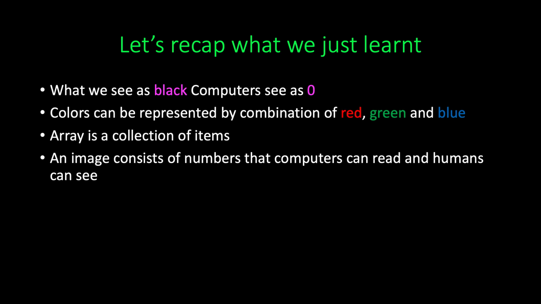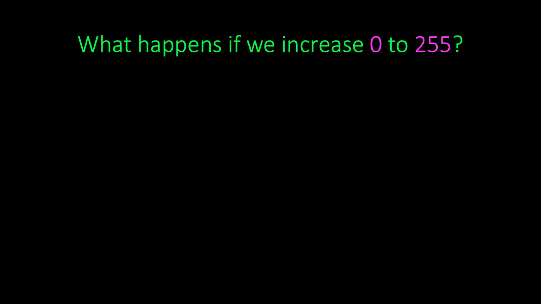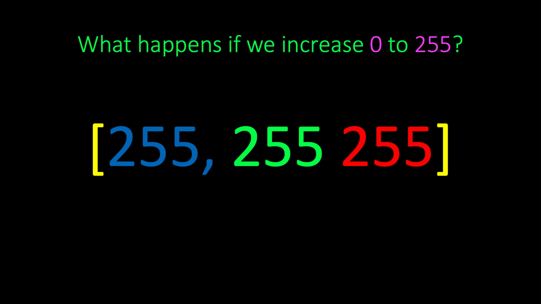Black is 0. What about a white image? If it's an 8-bit image, 2 raised to the power 8 is 256. Computers read from 0 to 255. If the number is 255, will it become a white pixel? So if I write something as 255, 255, 255 using a NumPy array, save it as an image, and display that image, will I see a white pixel?